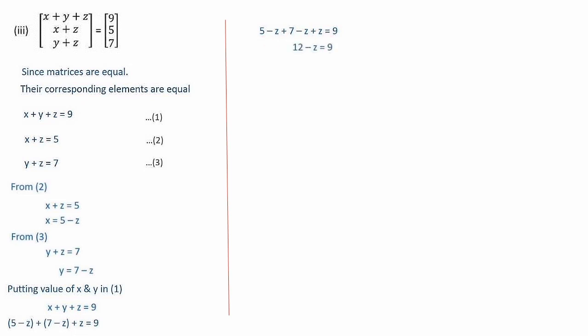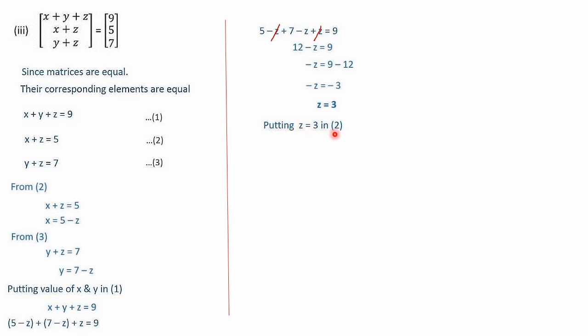Then 5 plus 7 is 12. Then minus z plus z is gone. So there is a cancellation, that just we can cancel it. Minus z and plus z we can cancel. Then we will be getting the answer as 5 plus 7, that is 12, minus z is equal to 9. From here 12, we can take to the right side, it comes as 9 minus 12. Then minus z is equal to 9 minus 12 is minus 3, so minus minus cancelling means z is equal to 3 we will be getting. So we have got a value of one variable, z is equal to 3.